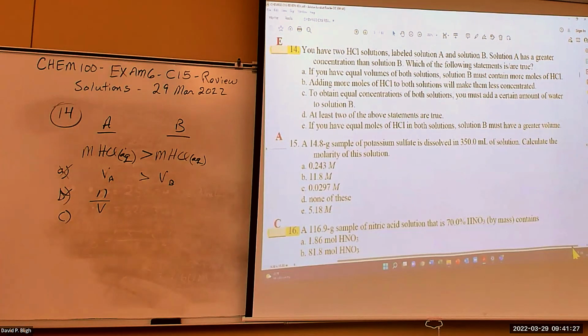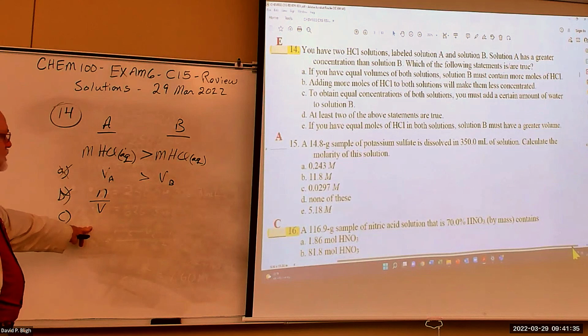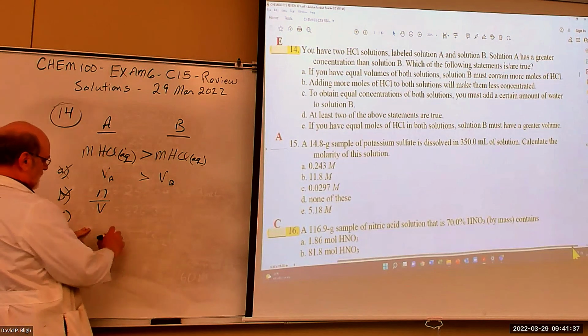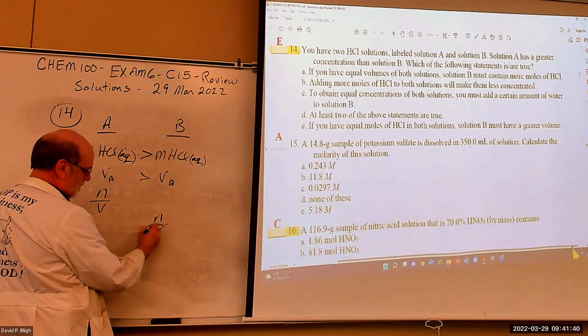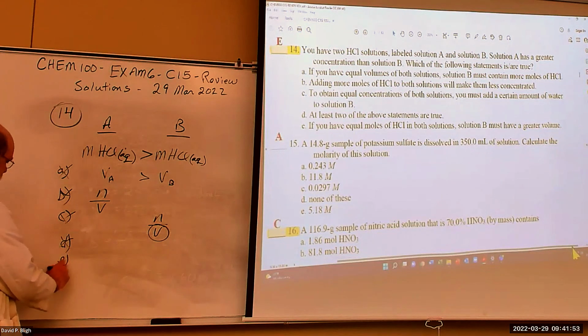Okay, how about C? To obtain equal concentrations of both solutions, you must add a certain amount of water to solution B. If you add water, you're diluting it more, correct? C is false. D, at least 2 of the above statements are true. Wrong. And E, if you have equal moles of HCl in both solutions, solution B must have a greater volume.